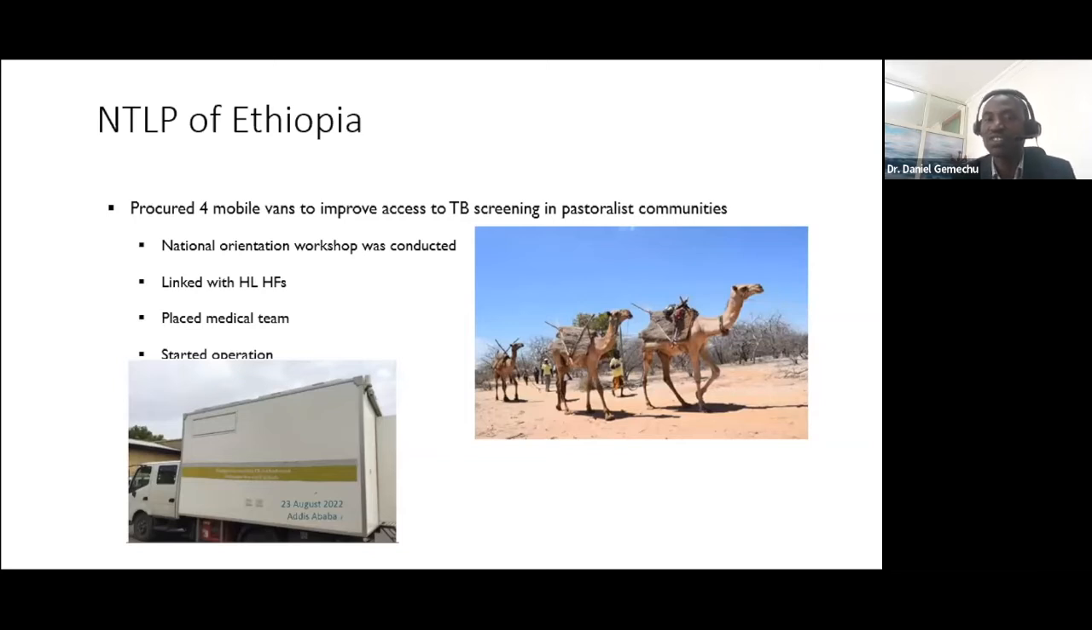So this is how the vans which are mounted with AI technology are very much helpful for a community which is really mobile, which cannot really be reached in a fixed place. Next slide.